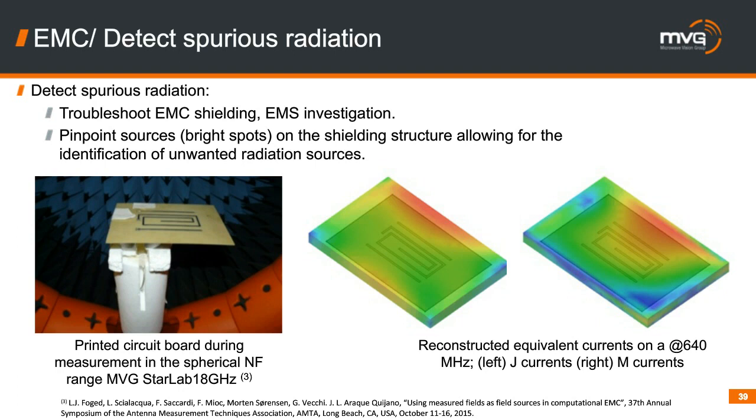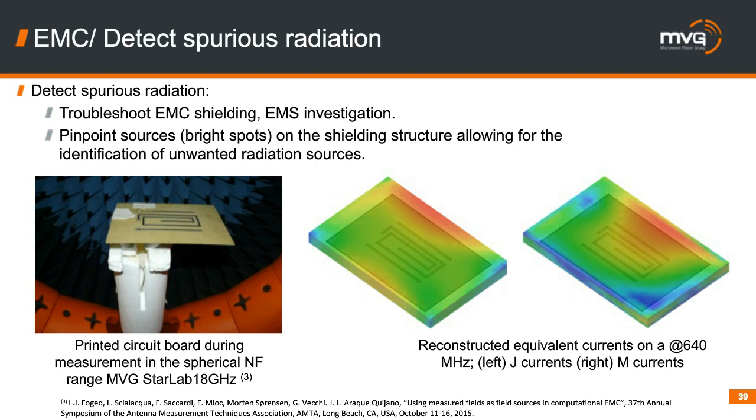Then, thanks to the previous functionalities, near-field to near-field transformation, the user starting from the current can calculate the field values at precise distances, for example, at 3 meters. An example is represented by a PCB working in the frequency band 30-1000 MHz, shown in this slide. The emission from the PCB is very low. Indeed, the power absorbed by the load is higher than 99%.